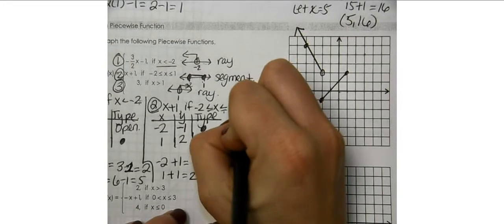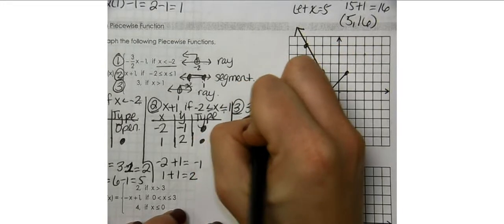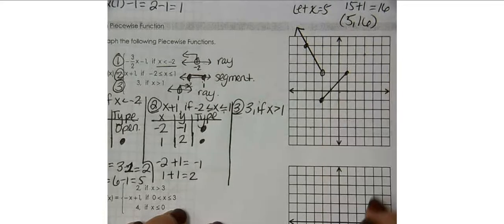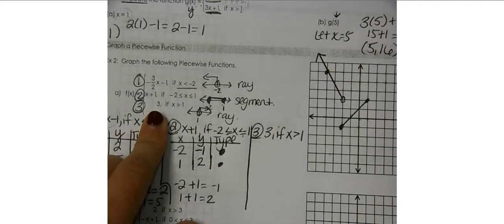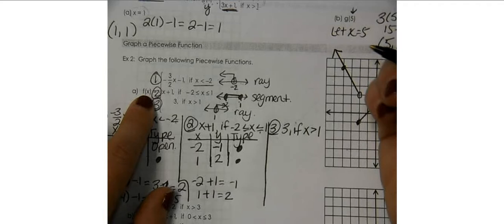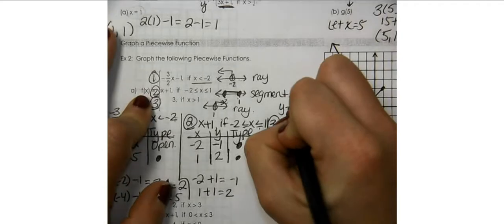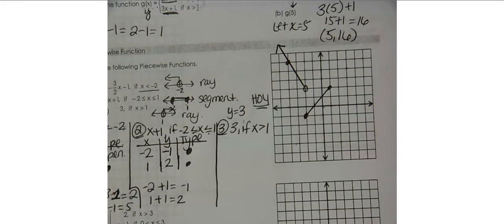Next, my third piece is 3, and that happens if x is greater than 1. And this one's kind of confusing. What does the number 3 mean? Well, let's change f of x to just y. This means y equals 3. And y equals 3 are your HOY situations. And remember that HOY means horizontal line, 0 is your slope, y equals a number. So we're going to simply draw a horizontal line.